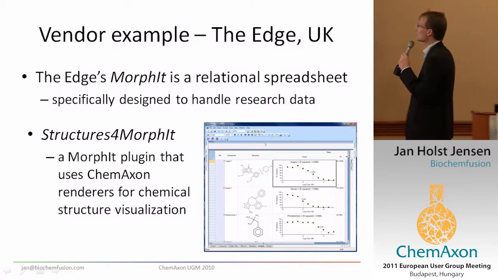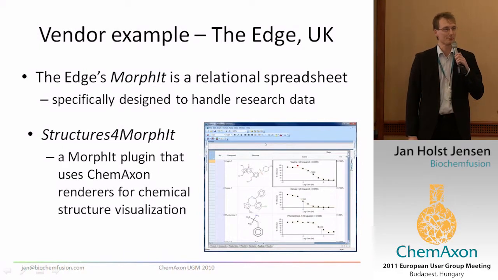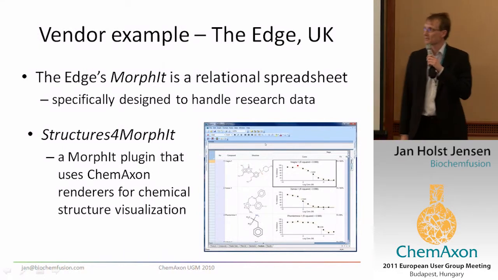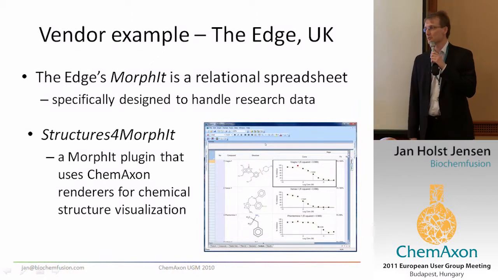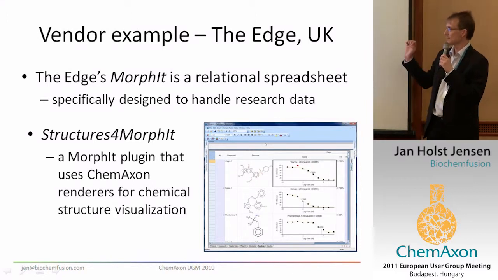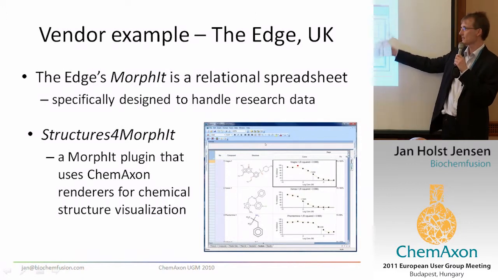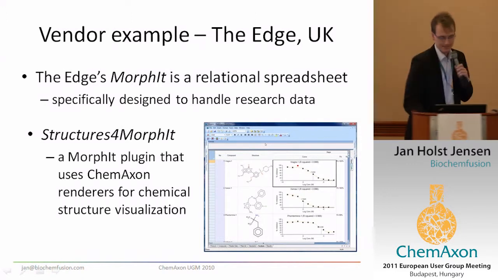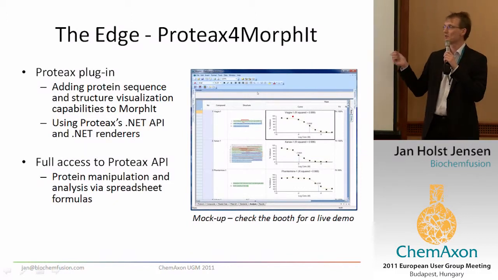Another example is the company The Edge. You may have seen that company name on one of the partner slides before. They're based in the UK, and Biochemfusion recently started a collaboration with The Edge to integrate the Proteax toolkit into The Edge's MorphIt product. MorphIt already has an integration with the ChemAxon tools. It uses the ChemAxon renderers to visualize structures right inside this type of spreadsheet. And this year, we'll have something that does exactly the same thing, only for peptides and proteins.